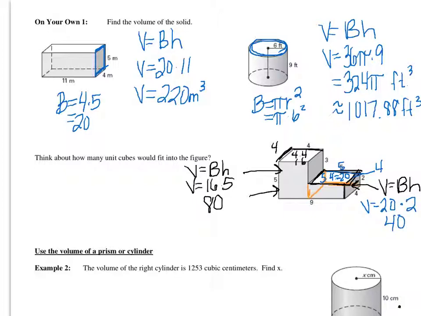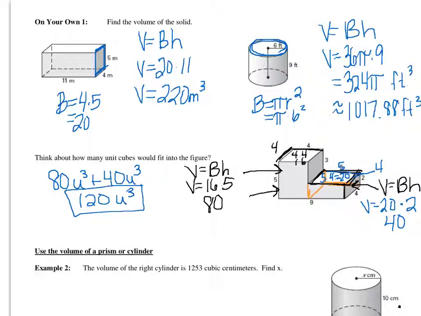So I've got my two pieces, so I now need to add them together. I have 80 cubic units, plus I have another 40 cubic units, so my total is 120 cubic units. And notice I just split it up into two pieces, found the volume of each piece, and then combined them together.